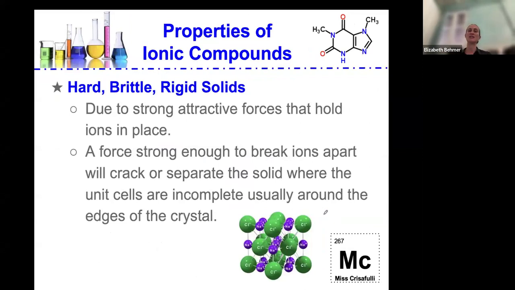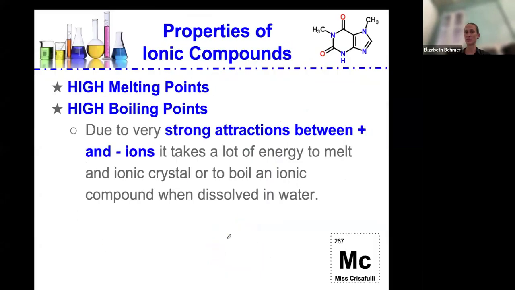Hard, brittle, and rigid solids. So due to strong attractive forces that hold the ions in place, we get very hard, brittle, and rigid solids in ionic compounds. And a force strong enough to break ions apart will crack or separate the solid where the unit cells are incomplete, usually around the edges of the crystal.